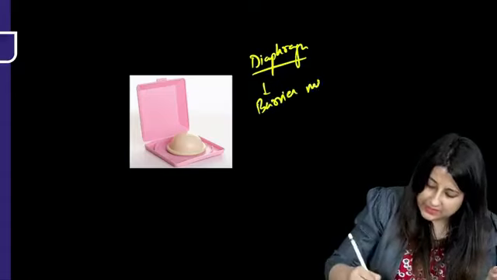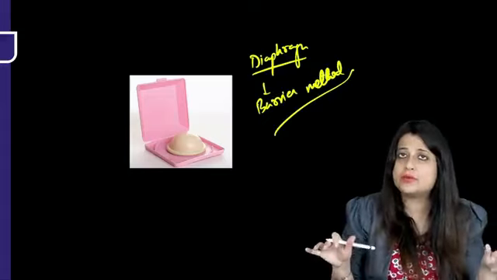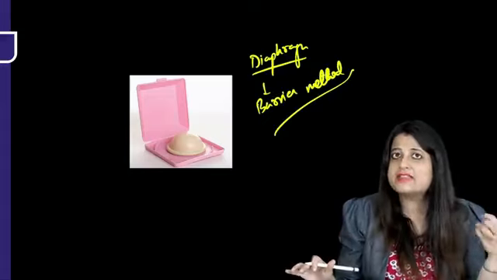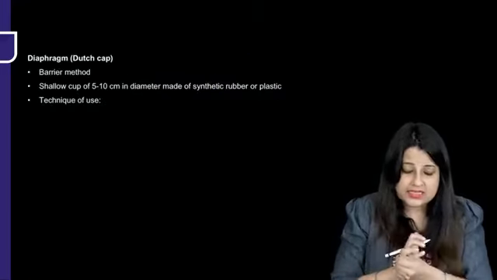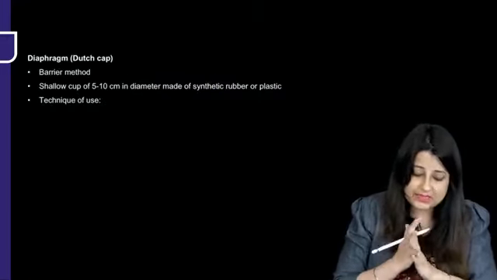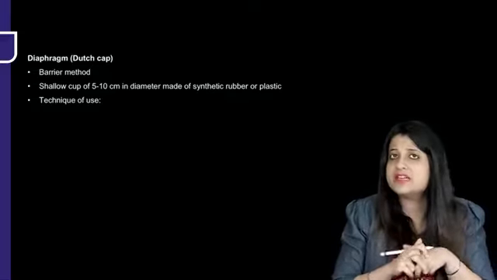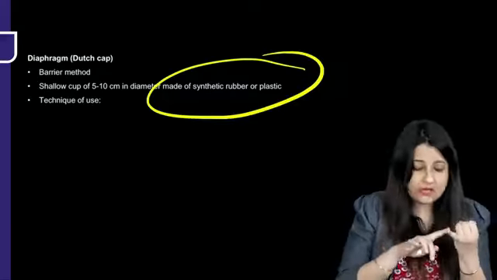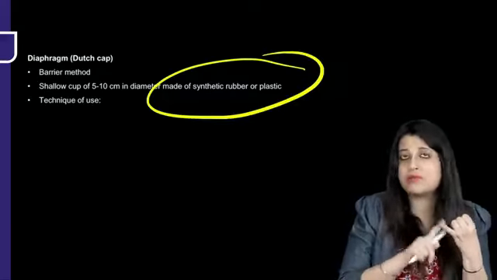But please remember, this again is not being provided freely under our National Family Welfare Program. No. Alright, this is not recommended. It slightly has issues which we will see right now. Okay, it is also known as Dutch cap. It's a barrier method, a shallow cup of 5 to 10 centimeters made of synthetic rubber or plastic. See, male condoms, latex; female condoms, polyurethane, latex; diaphragm, rubber or plastic.